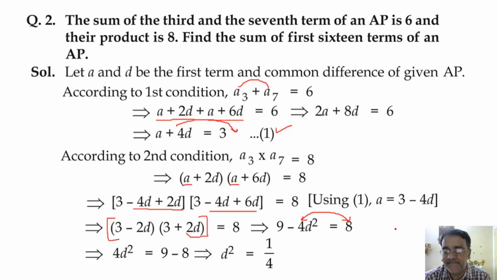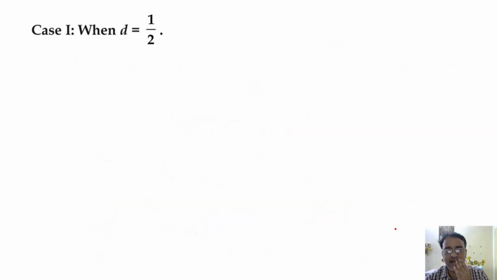So what is the value of D? 1 by 2. See, when we started AP, we saw some examples where the value of D is either 0, positive, or negative. So we have to take plus minus half here because D can be negative also. Is this clear? Yes, sir. So we have two cases. First we take plus half, and another we take minus half. Let us start with plus half.